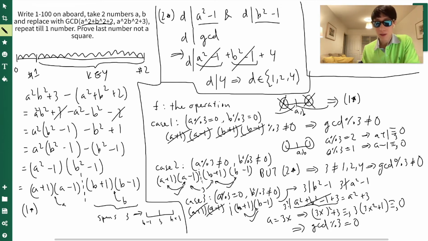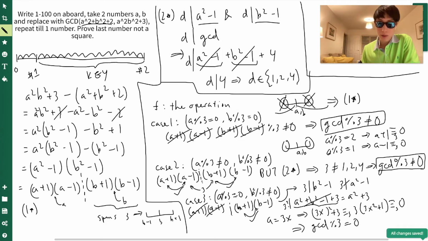In the first case, if you start with A being a multiple of 3 and B being a multiple of 3, you end up with a GCD that is not a multiple of 3. In the second case, you started with A and B both not multiples of 3, and you also ended up with a GCD that's not a multiple of 3. And in the final case, where you had one of your factors as a multiple of 3 but the other one was not, only in this case do you end up with a GCD that is a multiple of 3.